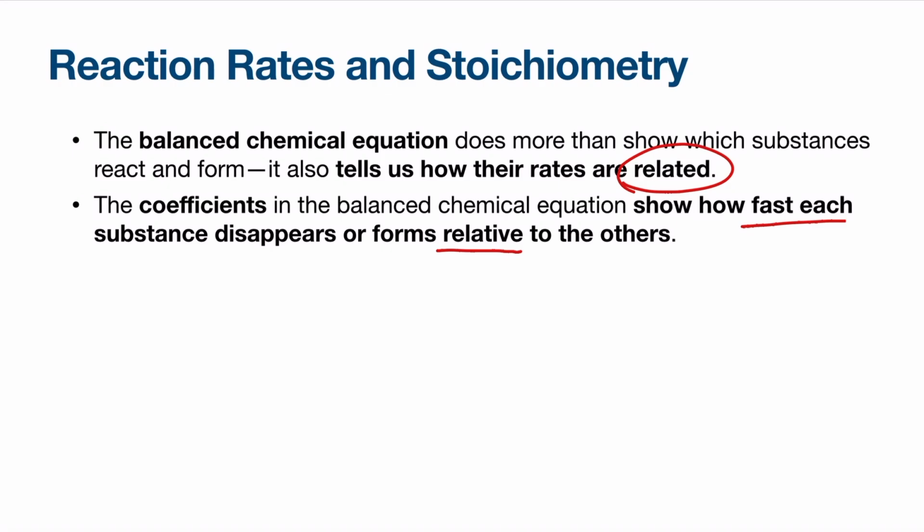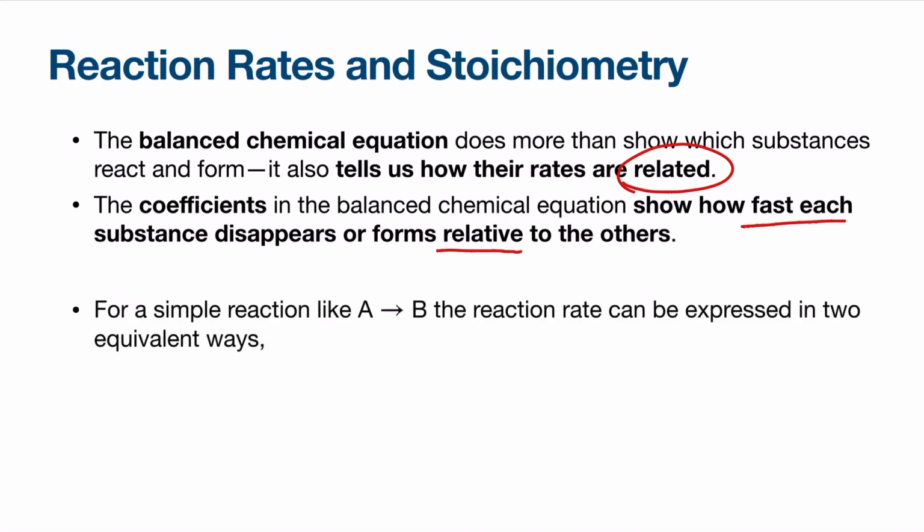For example, for a simple reaction like A yields B, the reaction rate can be expressed in two equivalent ways. It can be expressed as the rate of disappearance of reactant A, written as rate equals the negative change in concentration of A divided by the change in time. Since A is a reactant, do not forget to write the minus sign before it to make the change in concentration a positive quantity.